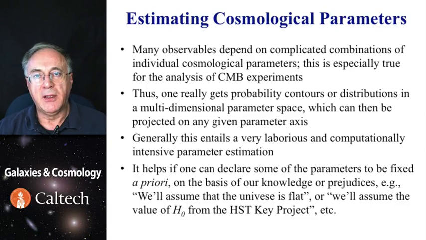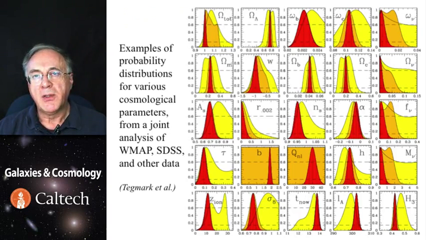Also, if you can declare values of some parameters known, that immediately narrows down probability distributions for others. For example, you can take value of Hubble constant that's derived from Hubble Key Project and fix that, and then you get a better answer for the omegas. So here is an example of probability distributions for various parameters from a paper by Tegmark et al. That includes all of these data together.